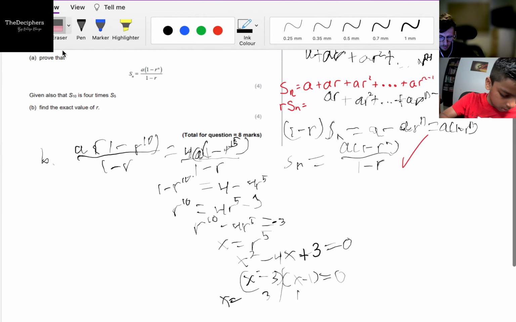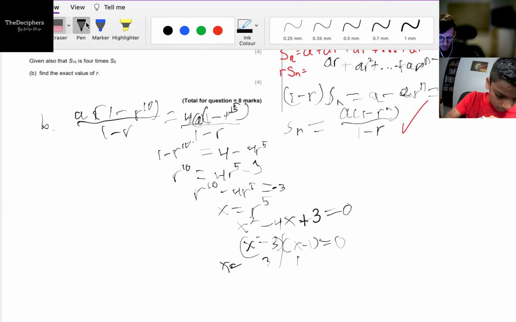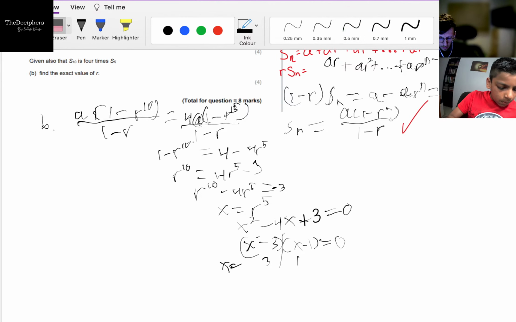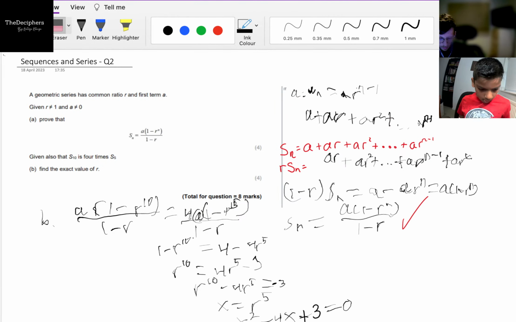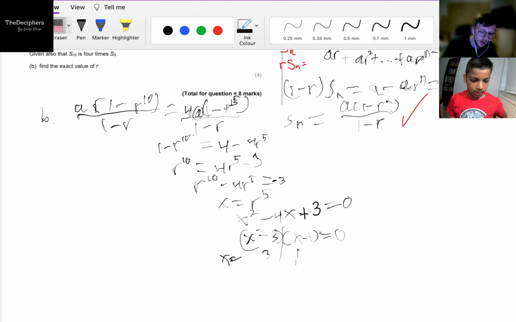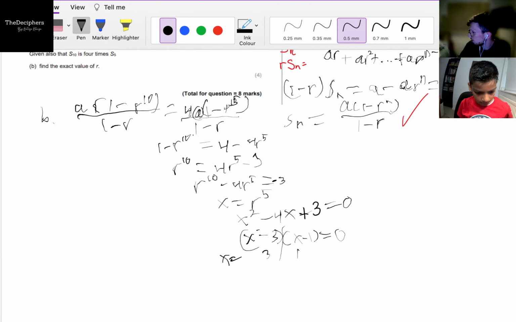And there's supposed to be just one value, so if r was 1... What would happen if r was 1? Then it would just be divided by 0. Good, yeah, it wouldn't be a geometric series, would it? It would just be a constant series if the common ratio is 1, and it specifically says in the question r is not 1. Yeah. So x is 3.